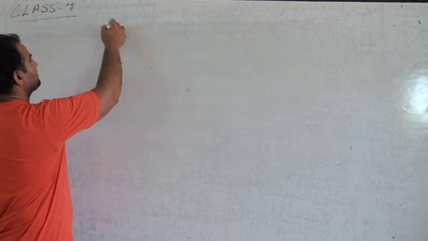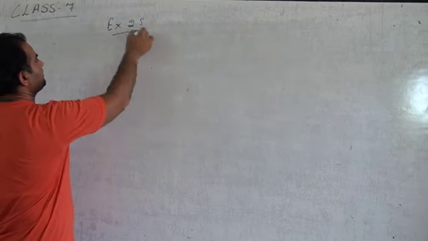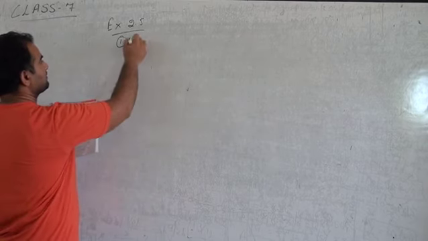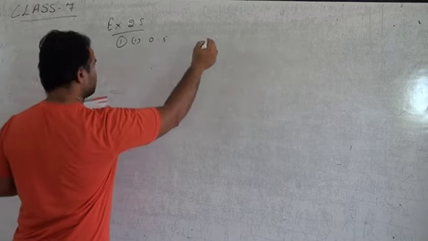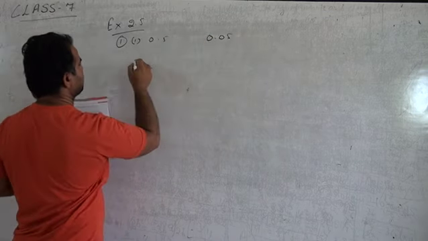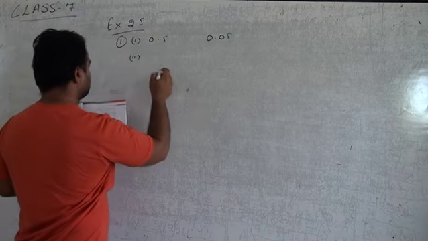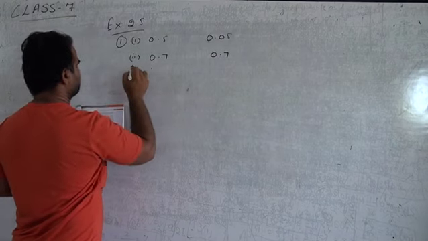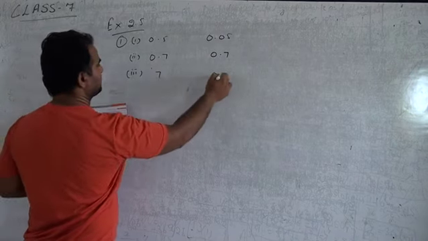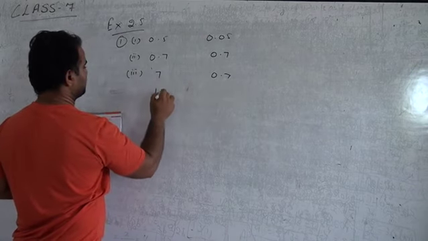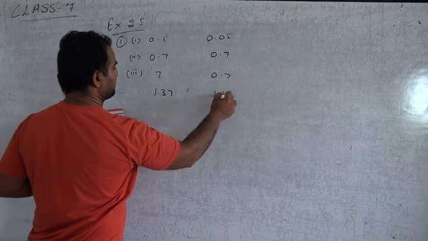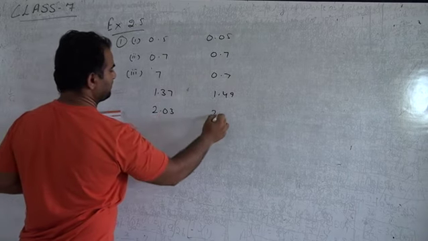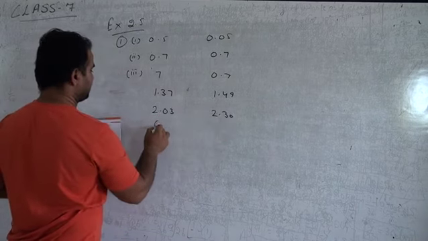Exercise number 2.5, question number 1. The questions are: first, 0.5 and 0.05. Second is 0.7, 0.5. Third is 7, 0.7. Next, 1.37, 1.49. 2.03, 2.30. Next is 0.8 and 0.88.